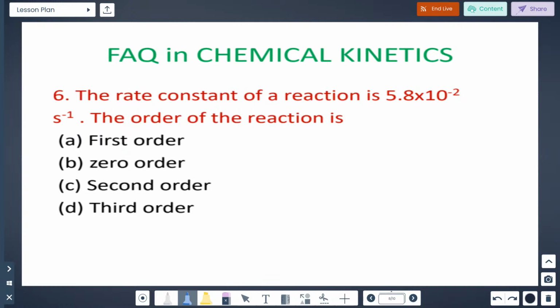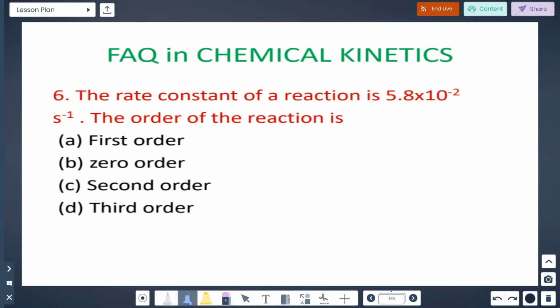Are you following? Okay. This is not a very simple sum. The rate constant of a reaction is 5.8 into 10 power minus 2 per second. The question is the order of the reaction. Understood? We have to find out whether it is first order, second order or third order.